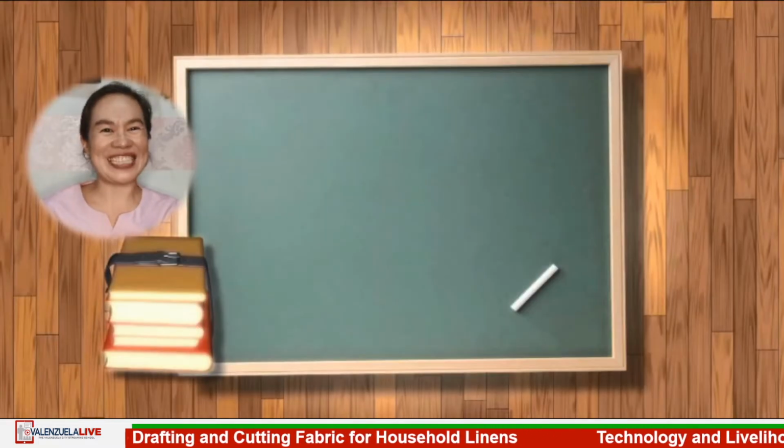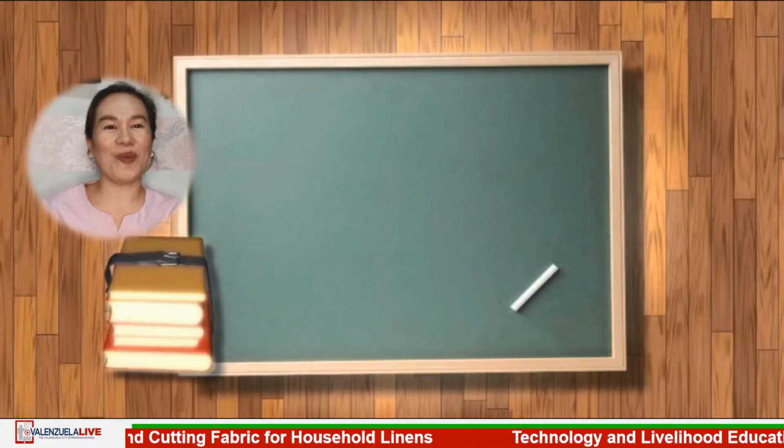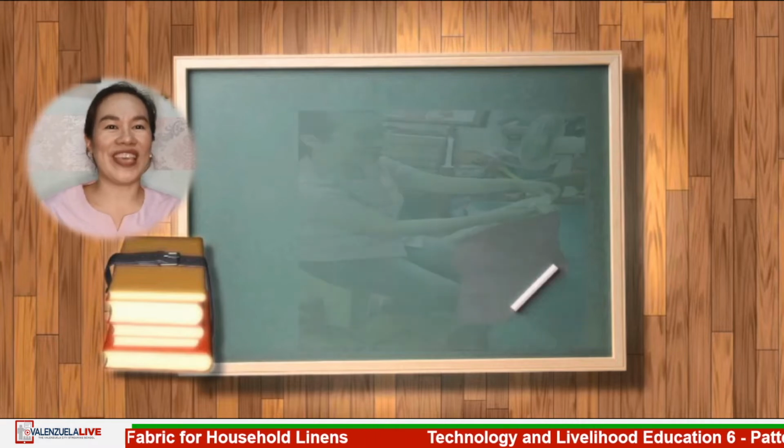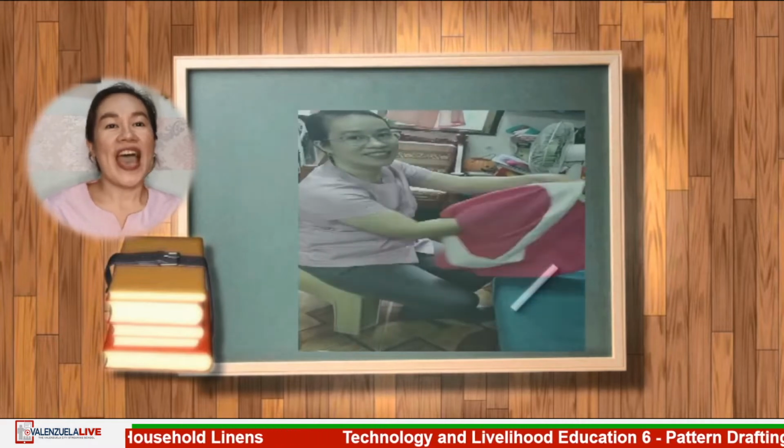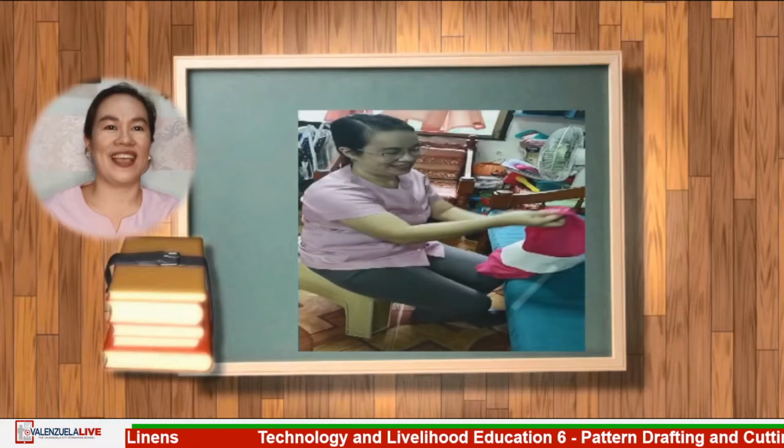Step number 8. Final side and bottom seams. Flip the pillowcase wrong side out and press the bottom seams.